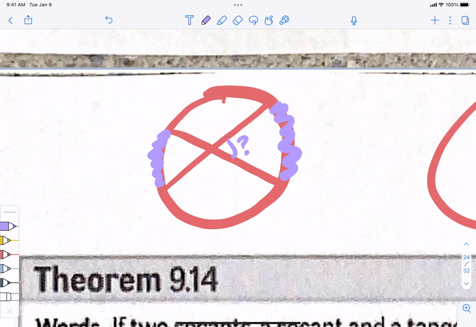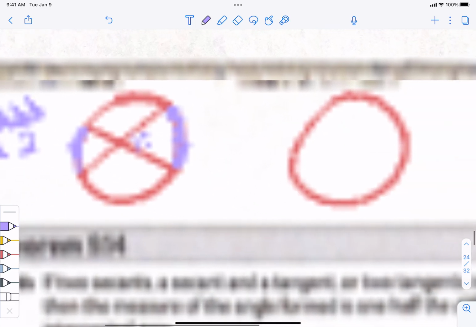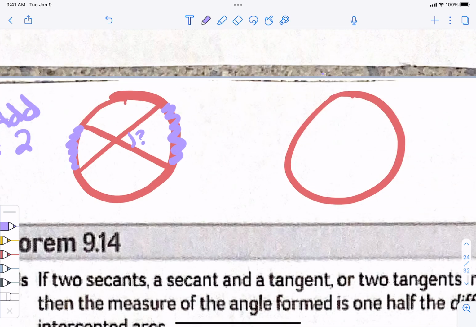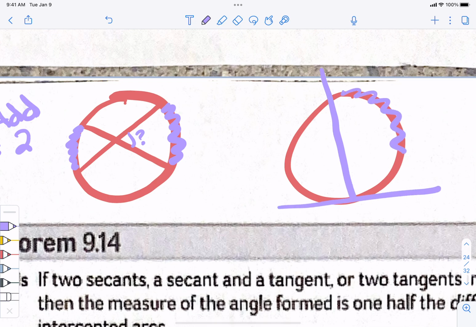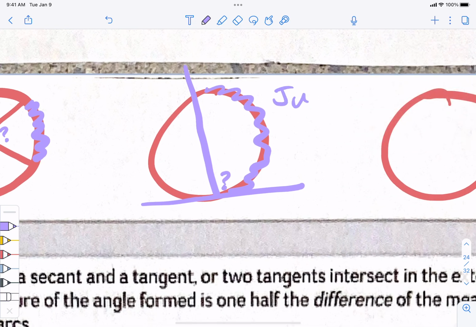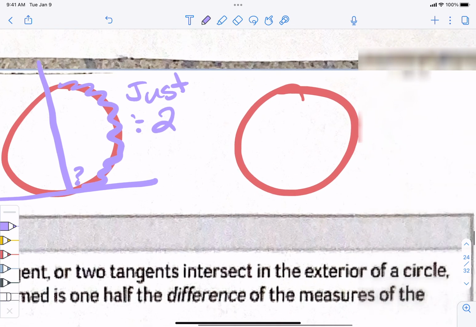No. Add, divide by 2. So we add them together and then divide by 2. So that's an add, divide by 2, okay? If we have a secant line here and a tangent line here, and we have, let's say, this arc, how do we find this angle? That's just divide by 2. We don't add, we just divide that arc by 2, okay?